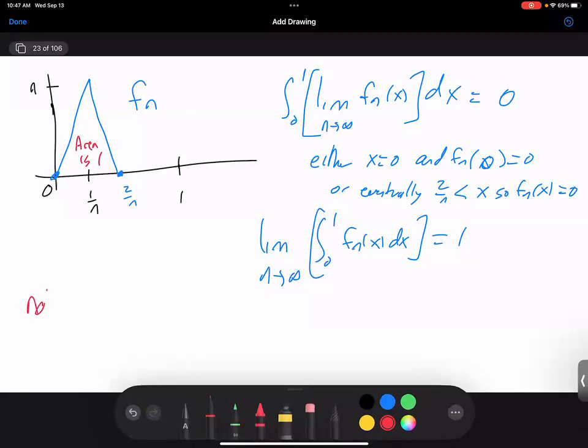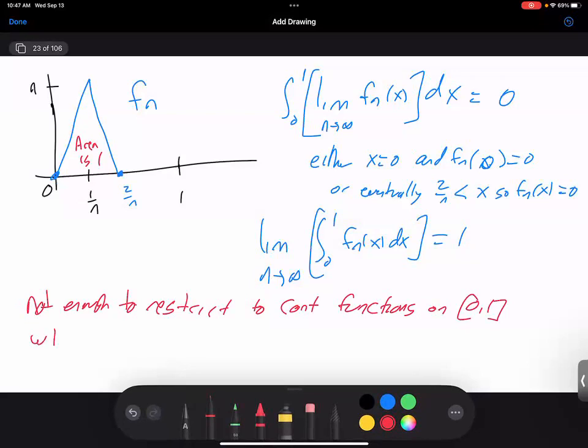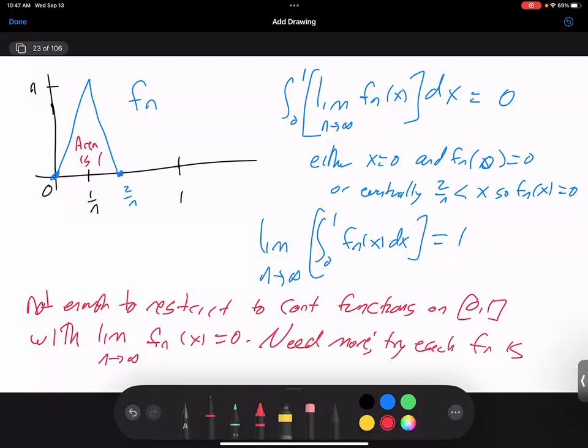So it's not enough to restrict to continuous functions on 0, 1 with the limit as n goes to infinity of fn of x equals 0. Need more. Try each fn is... so can somebody give me another property that might work? What else could you throw on that might prevent us from constructing something like this?